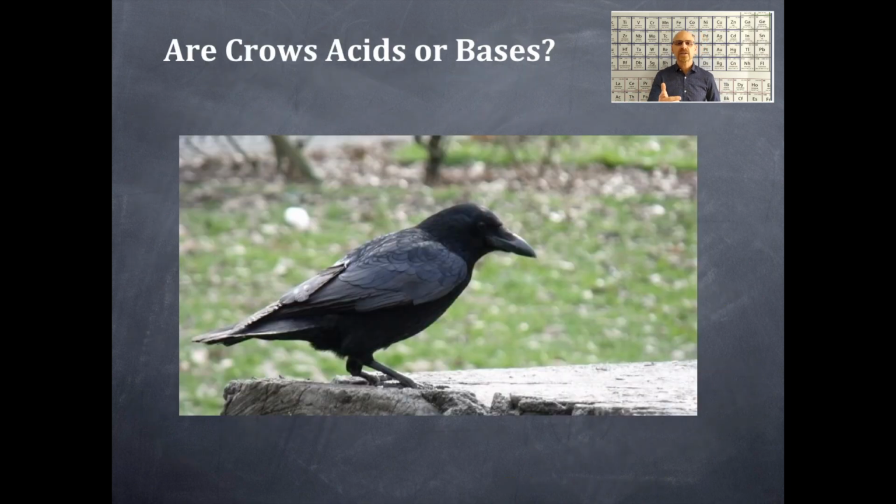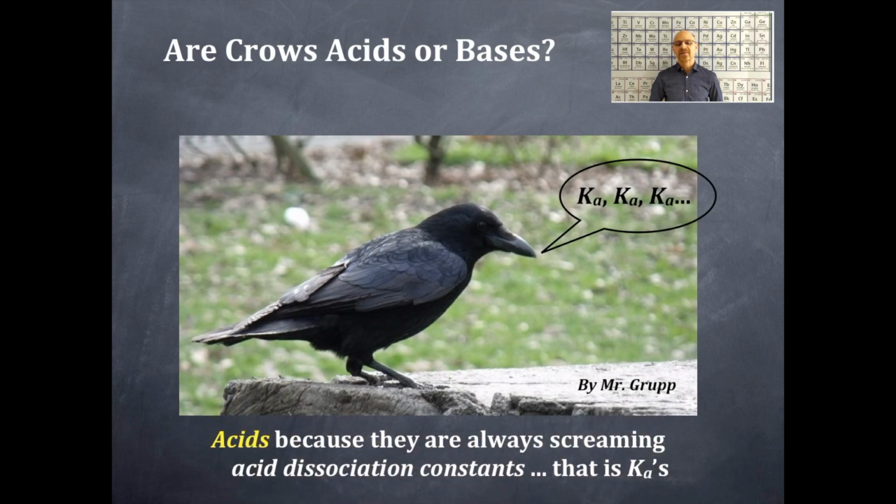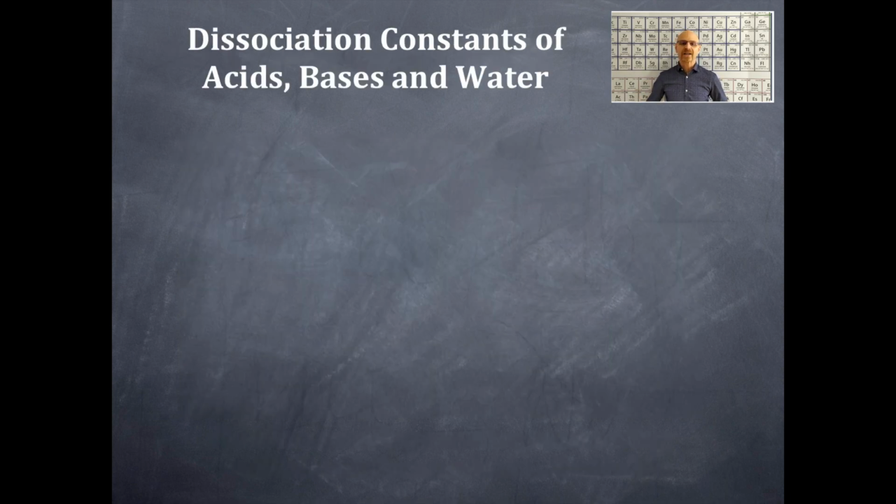Okay, so here's a little question for you. Are crows acids or bases? Good question. Crows are acids because they're always screaming acid dissociation constants, that is Ka's, all the time. Thank you, Mr. Grubb.